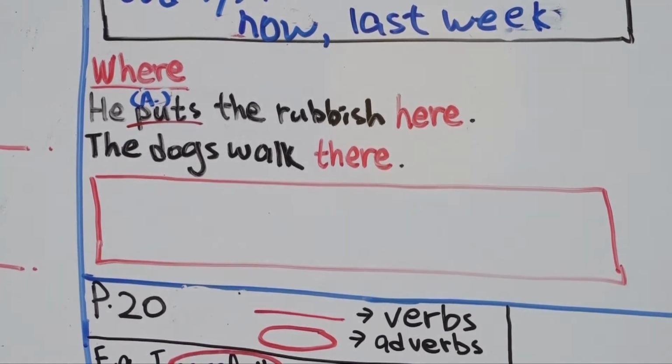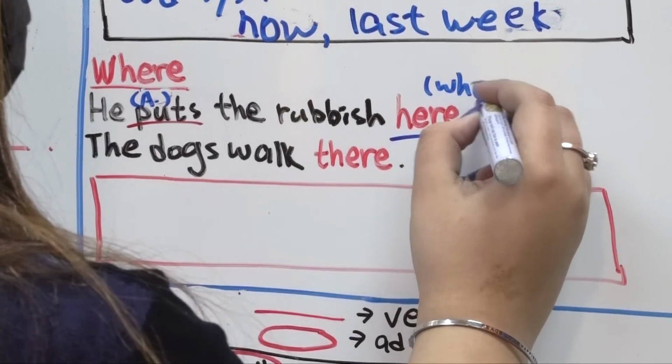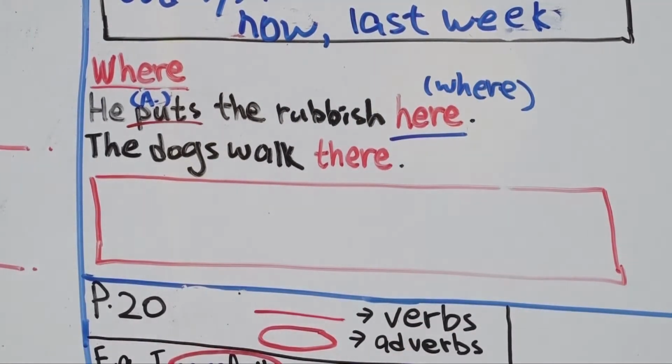And which one is the adverb here? Which word here tells you where this action happens? He puts the rubbish here. So this is an adverb because it tells you where this action happens. Right, everyone? Smart boys, smart girls.